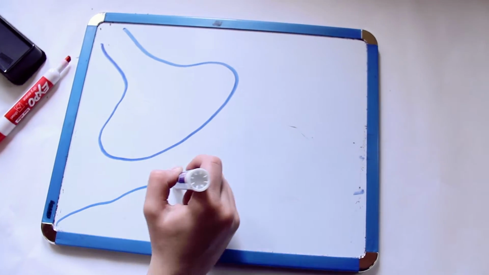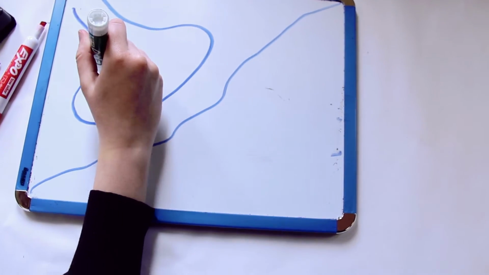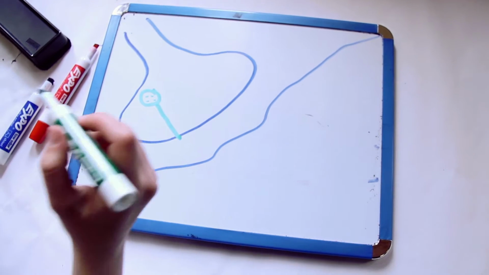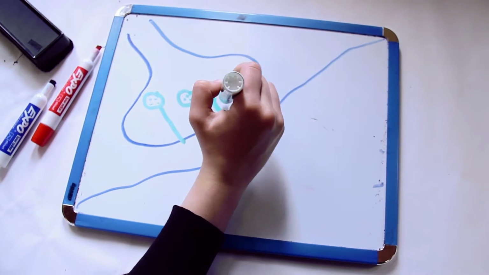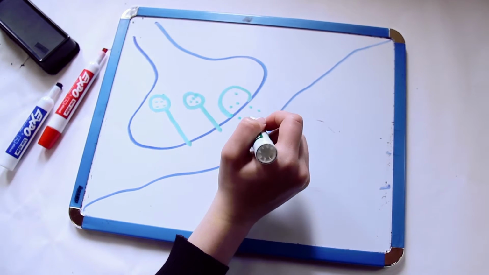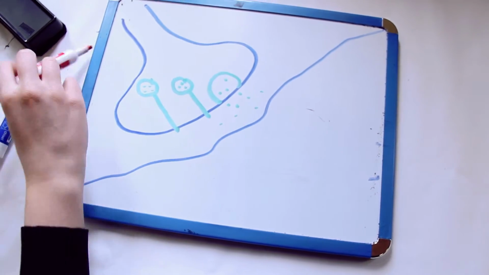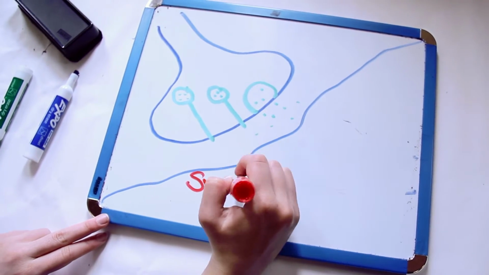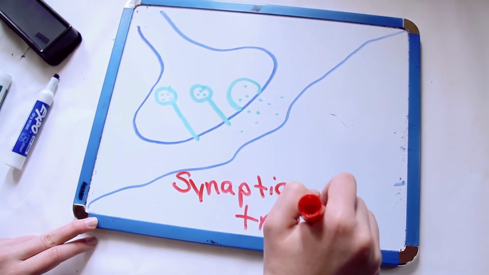When a signal has reached the end of an axon, it encounters a synapse. This is a gap between one neuron and the next. Impulses are sent from the presynaptic membrane to the postsynaptic membrane through the process of synaptic transmission. Presynaptic membranes have balloon-shaped vesicles which carry inside them neurotransmitters. These balloons are attached to the membrane by strands of protein.